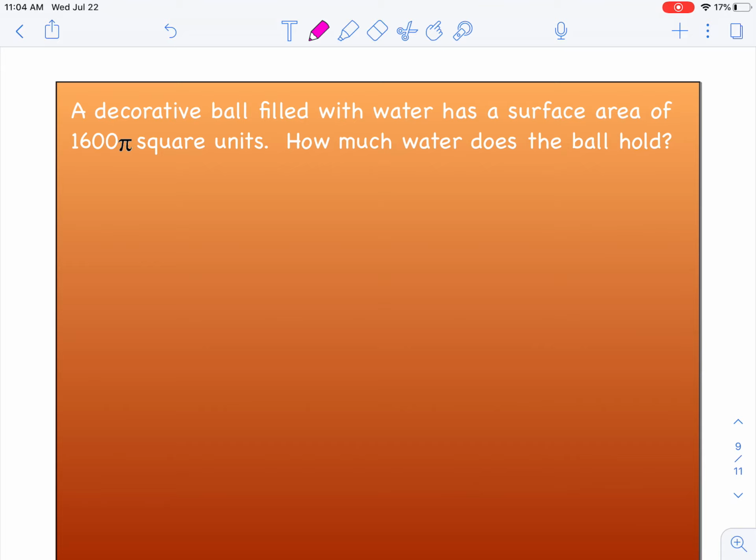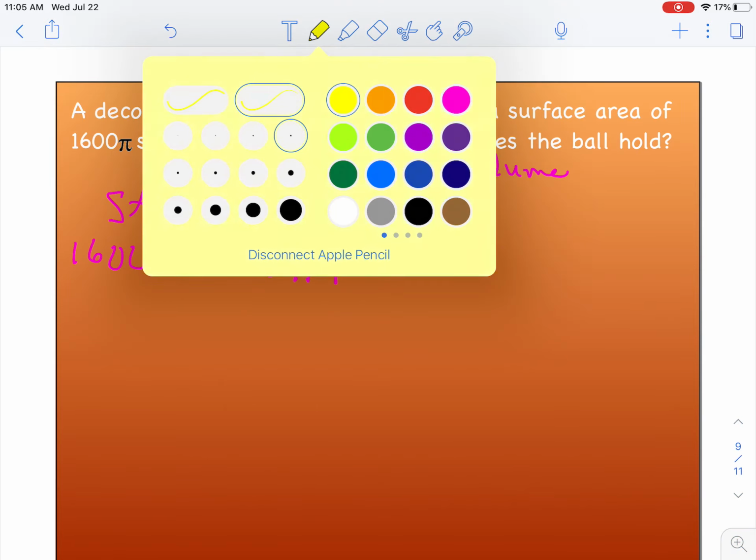So let's do a word problem here. It says a decorative ball filled with water has a surface area of 1,600 pi square units. How much water does the ball hold? So we're going to eventually find the volume. But first, we're given the surface area. So our surface area is 4 circles, 4 pi r squared. And we're given the surface area is 1,600 pi equals 4 pi r squared.